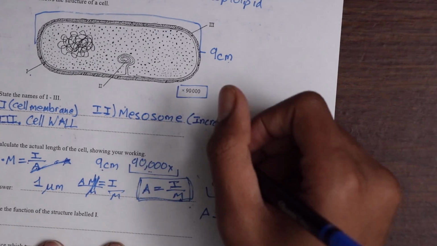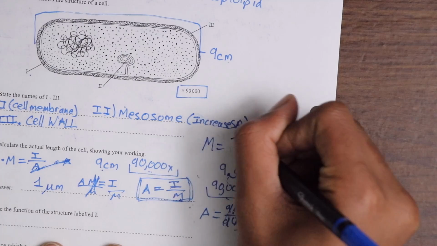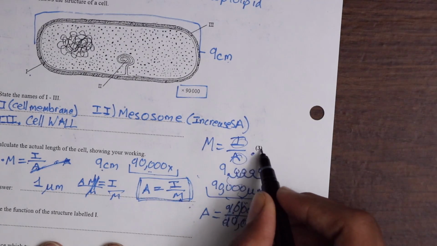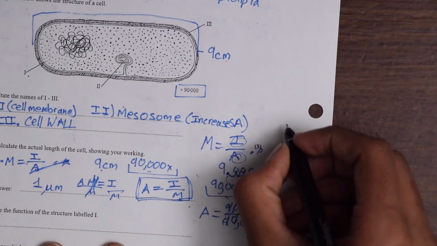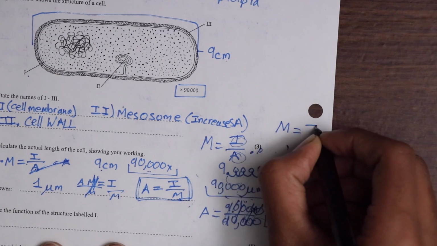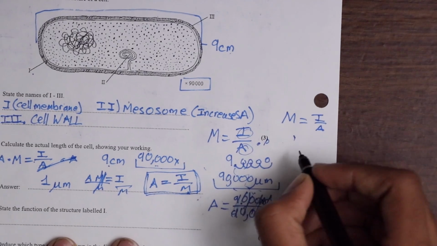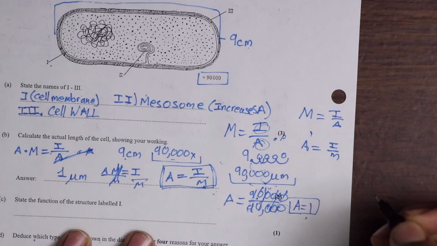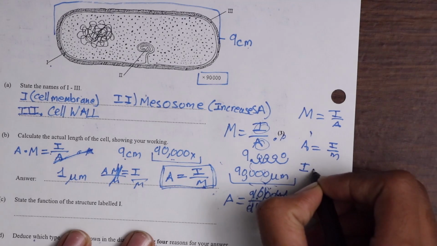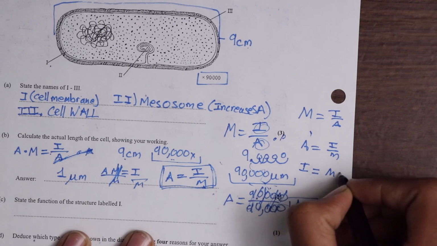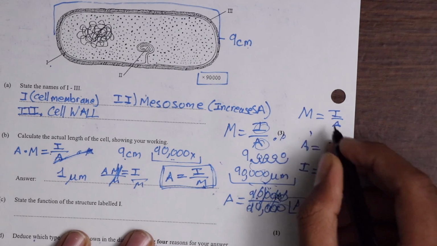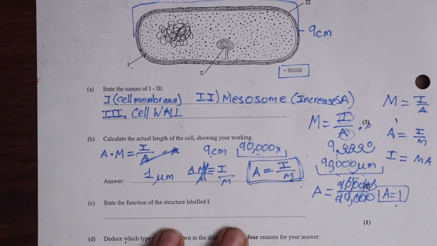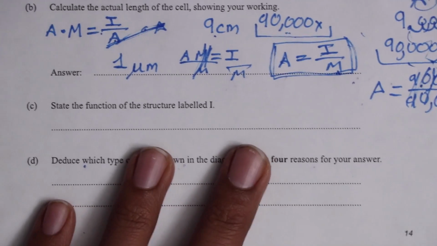So I would go about this problem starting from M equals I over A. Try to figure out what you're getting to, let's say I or A. Divide so that it equals what you're trying to go to. So it's either going to be M equals I over A, or A equals I over M, or I equals M times A. One of these three, M, I, or A. But you can get to those by just doing basic algebra. The answer for this question is 1 micrometer.